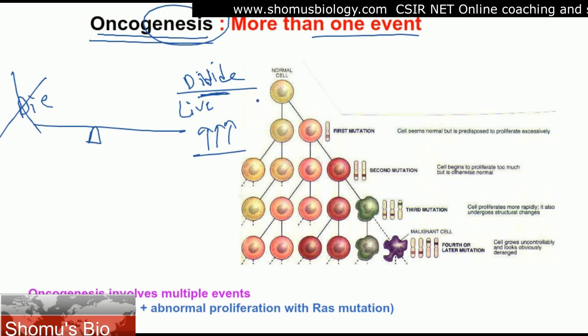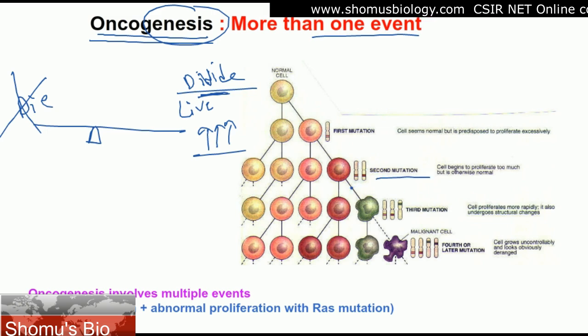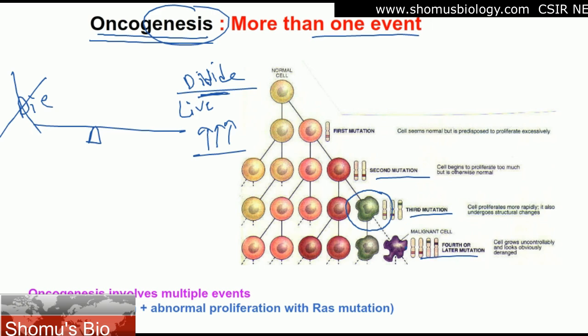For example, here it's a normal cell. Let's see, the first mutation is there. After the first mutation, let's say the cell seems normal but has slightly altered its behavior in terms of growth. Then a second mutation, the cells start to proliferate, but other things are normal. Then the third mutation, the cell proliferates more rapidly, and is also undergoing structural change. And the fourth mutation, and any mutation after the fourth, ultimately turns that cell into a malignant cell, because to become a malignant cell, the cell needs to alter multiple behaviors.